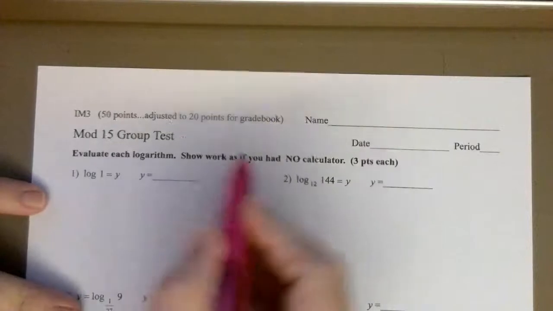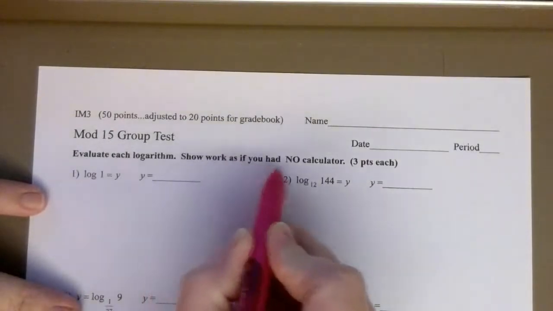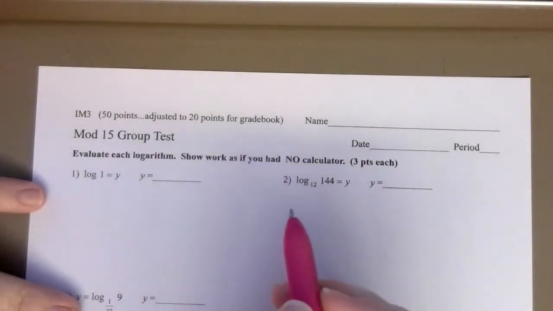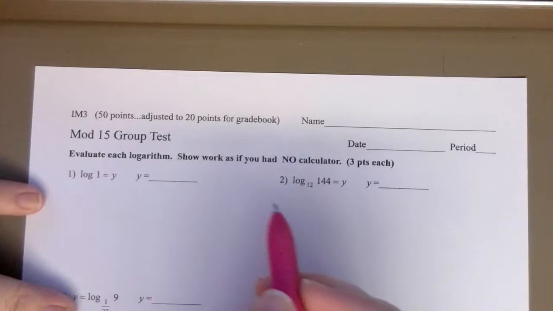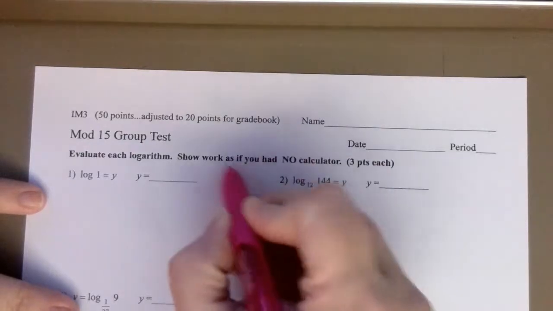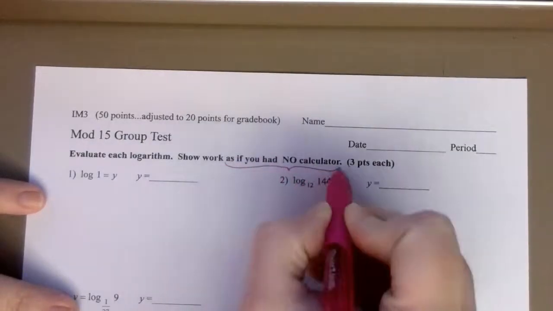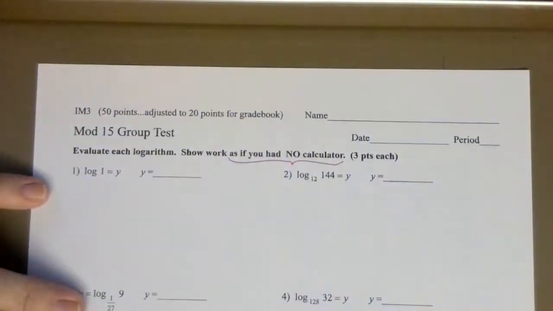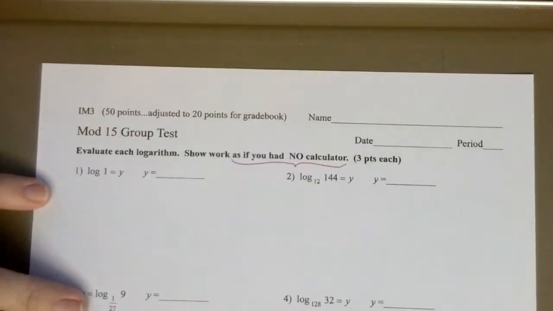Evaluate the logarithm. Show work as if you had no calculator. So some of you were like, wait, we have a calculator. I'm very aware that I'm not going to know whether you're really using your calculator on these problems or not. However, when it says as if you had no calculator, that means I don't want any decimal answers, because having a decimal answer is kind of a dead giveaway that you used your calculator, right?